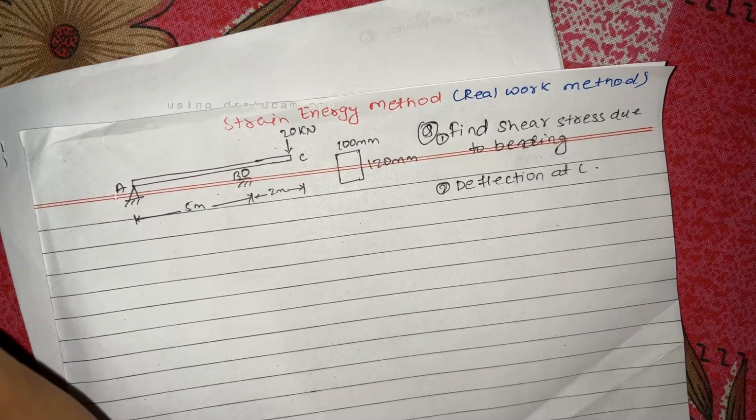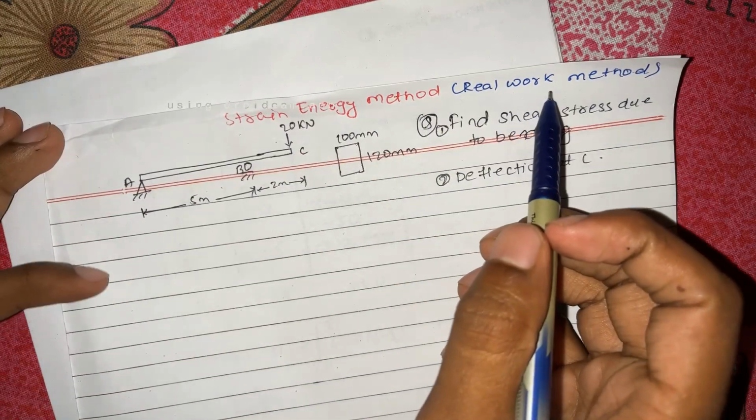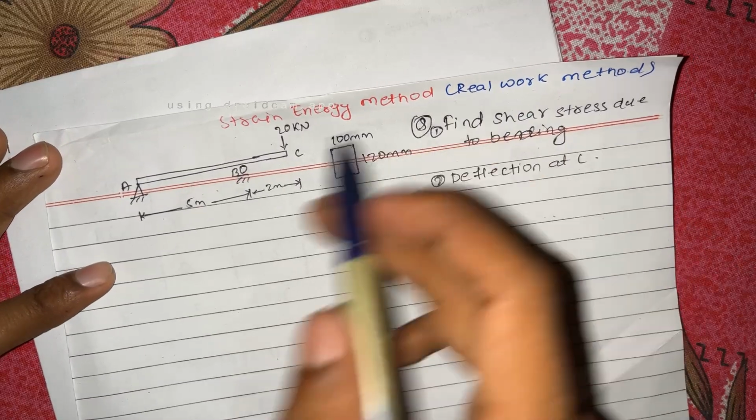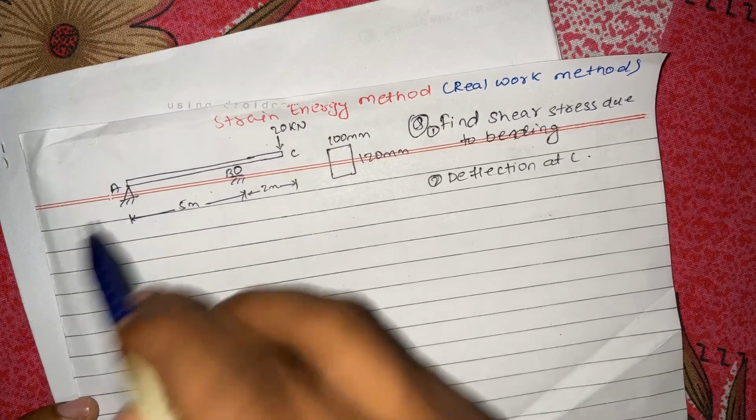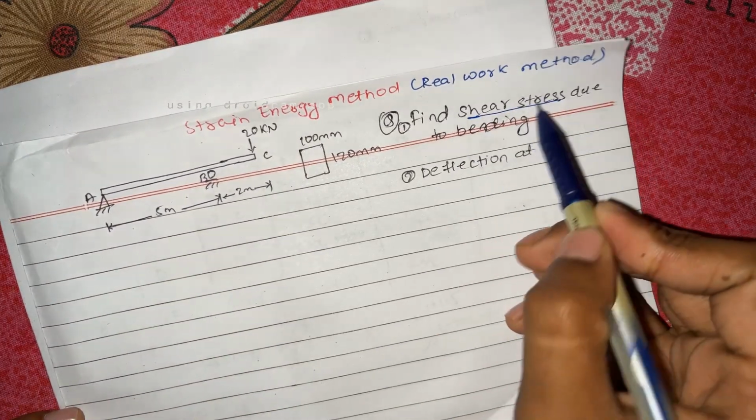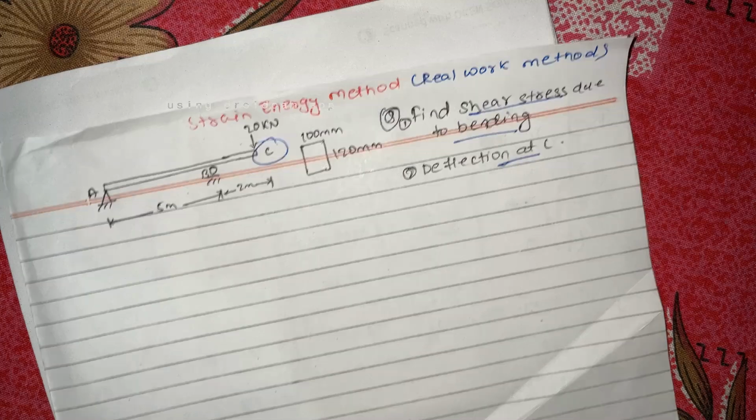So hello friends, today we'll be learning an important numerical from the strain energy method, or we can also say it is the real work method. We have been given a question where we have this beam, and we have to find the shear stress due to bending and the deflection at C. So let's get started with the solution.